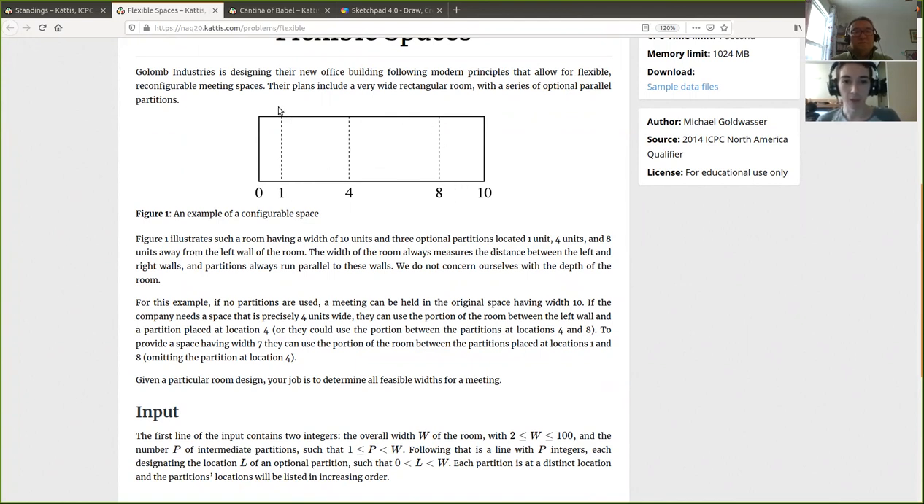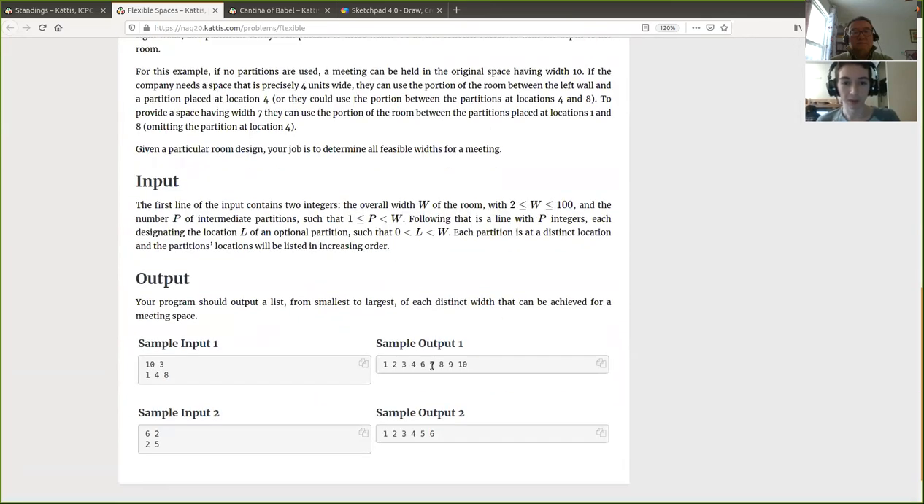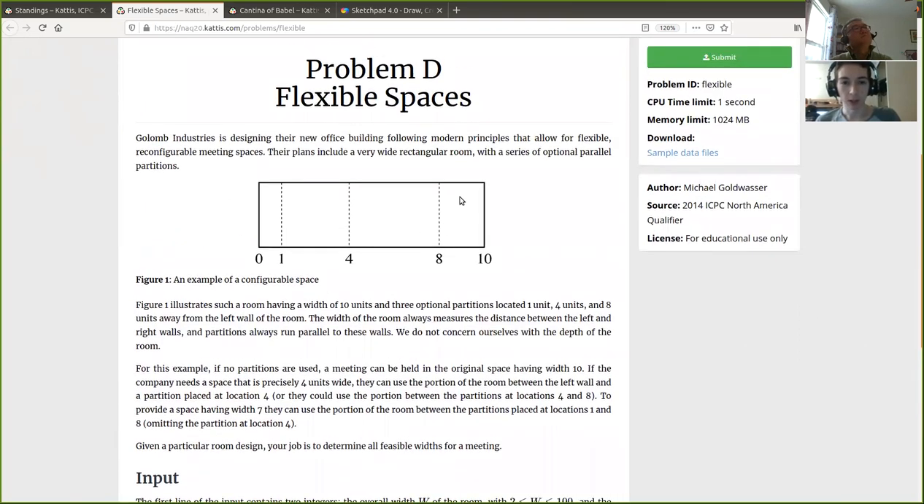For example, I could make a room of width 7 by adding this divider at 1 and this one at 8, and 8 minus 1 is 7. So 7 is in this list. But 5 is not, because no matter which sections you take, you can't get to 5. An important thing here is that the room has to be connected. I can't choose this segment and that segment and say that this segment is not part of the room.